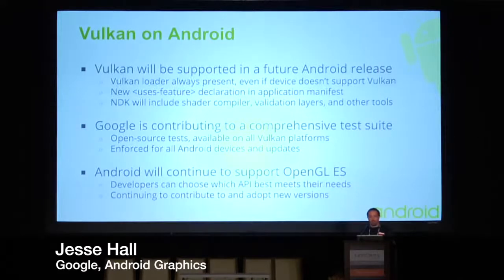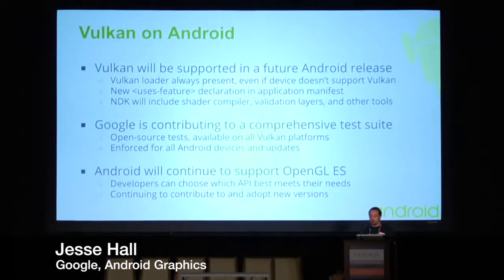As Tom mentioned, we are contributing pretty heavily to the test suite. We think this is vital to making a successful API, and we're pretty committed to seeing an exhaustive test suite. Well, exhaustive is a strong word. As strong a test suite as we can possibly make. And we will be enforcing it on all Android devices and updates to them that support Vulkan.